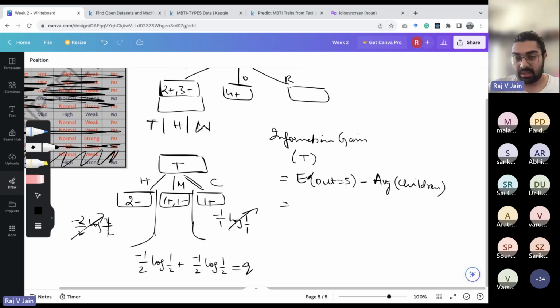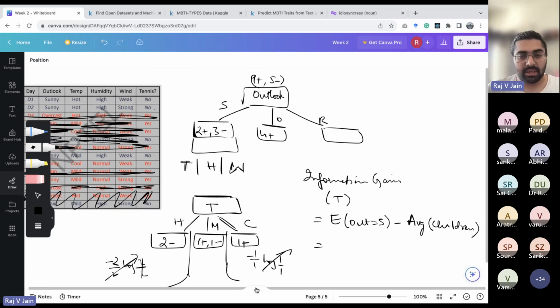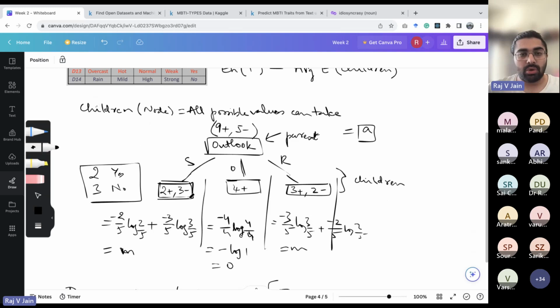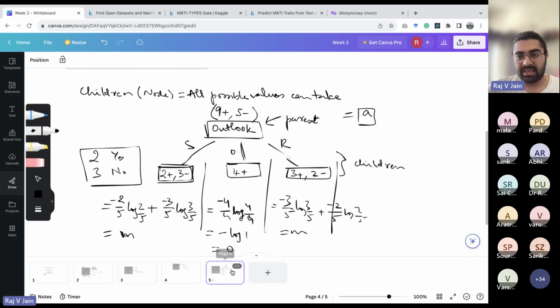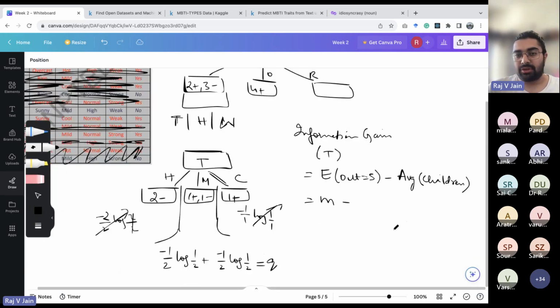See, the entropy of outlook equal to sunny, we have already calculated in the previous slide, if you see. So we already have this M. This is exactly what we need to subtract in the first term. So that is exactly here. This is M only, right? Minus. Now, what is the average of children?